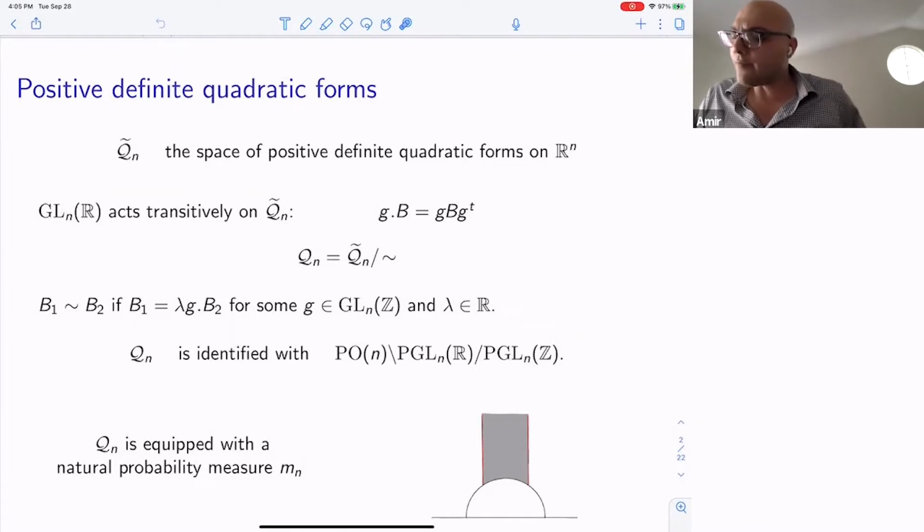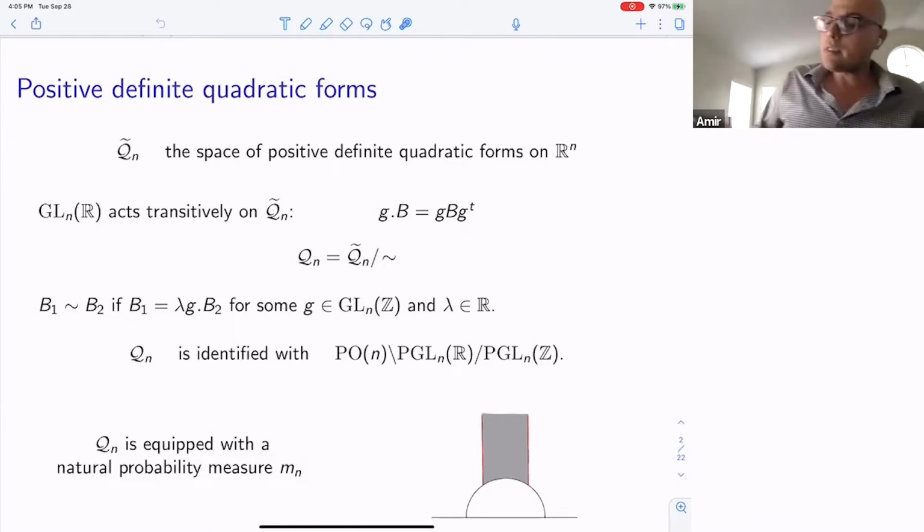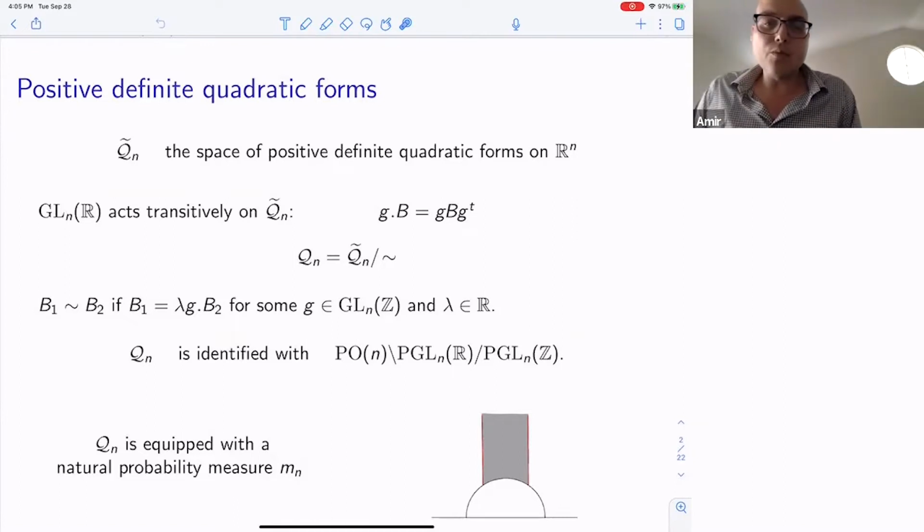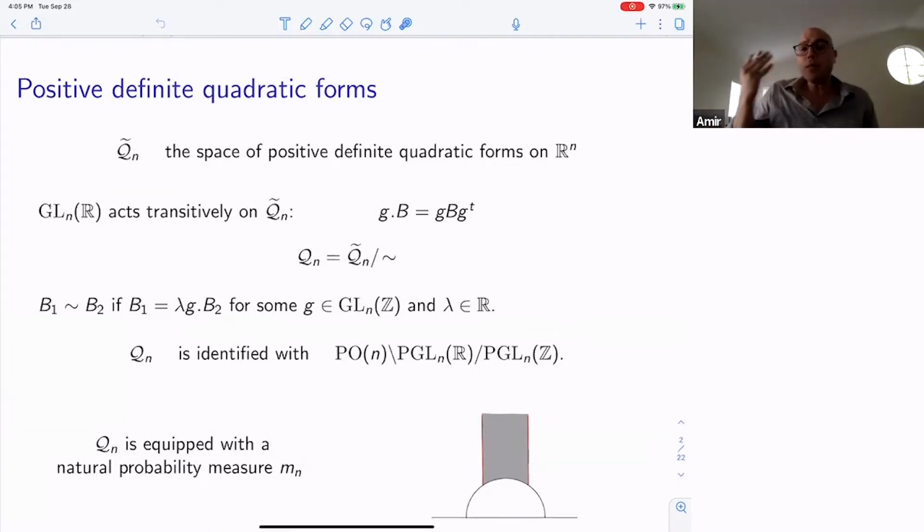I can naturally identify it. This space is familiar to number theorists, at least the case n equals 2. This is where life happens. So it's not a compact space, but it carries a natural finite measure. And I have drawn the fundamental domain for n equals 2. And I want to study some equidistribution problem in this space.